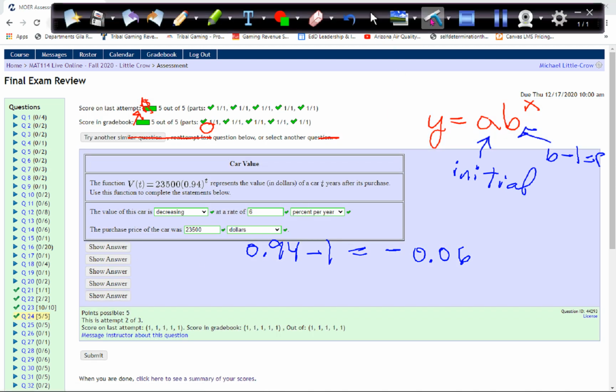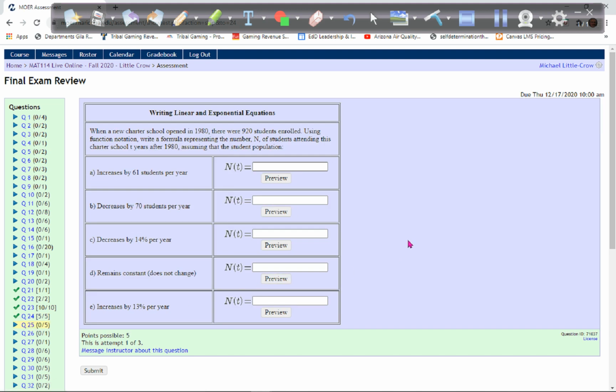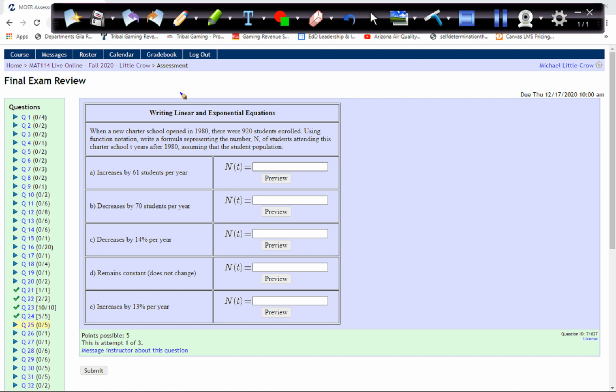That's very good. Question 25. So we have some change functions or some different ways of changes going. Now, again, linear is an amount of change.